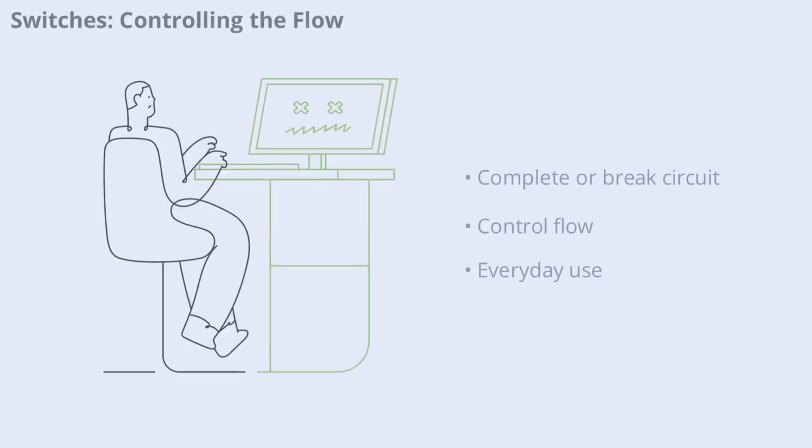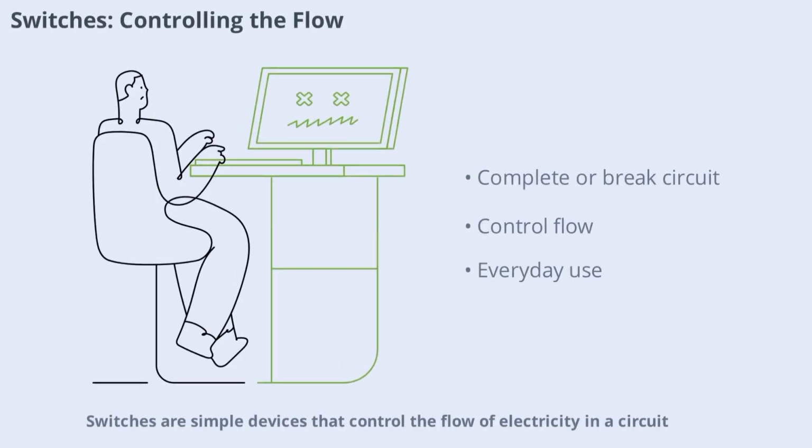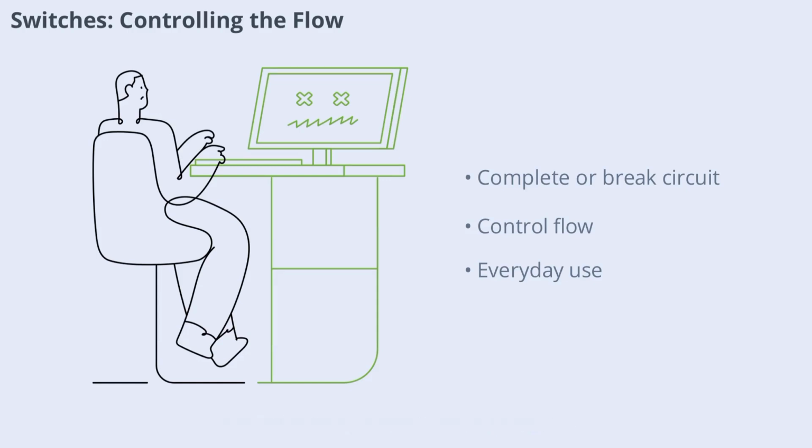Switches are simple devices that control the flow of electricity in a circuit. When you flip a switch, you either complete the circuit and let electrons flow or break the circuit and stop the flow. This basic principle is behind everything from light switches to complex computer systems. Switches give us control over when and how electricity is used.